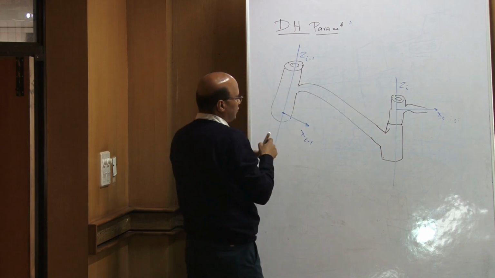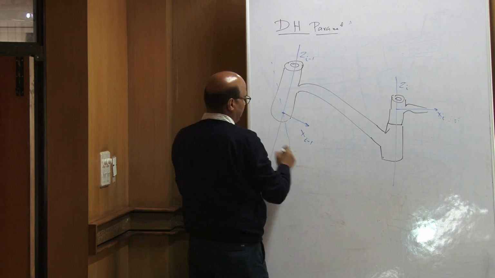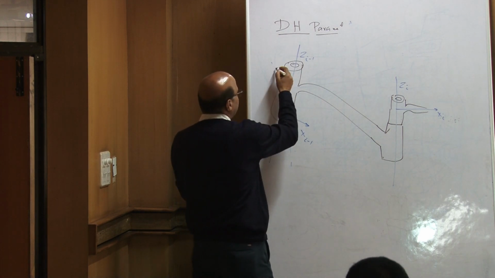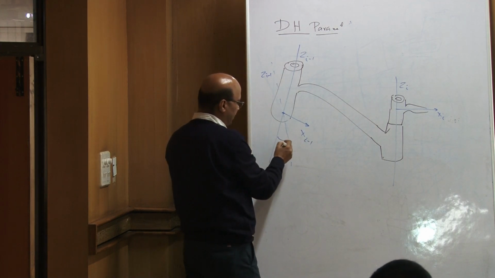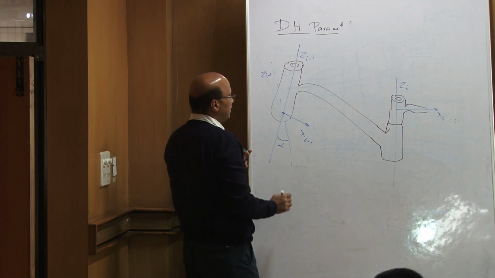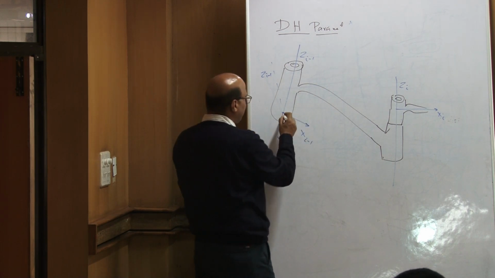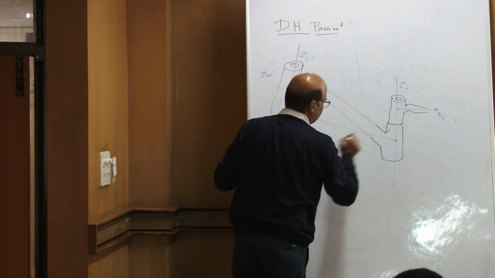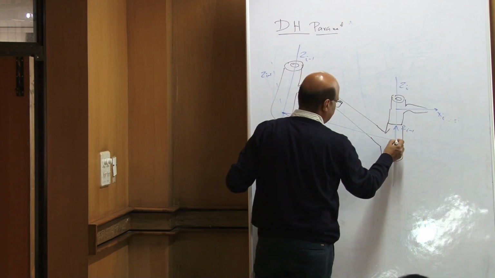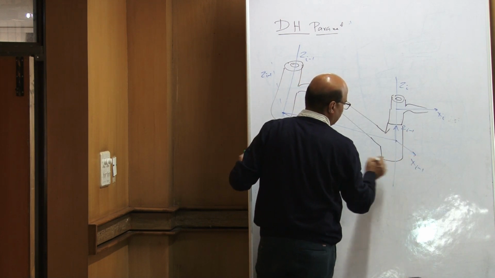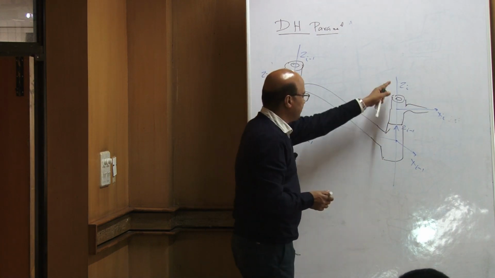Okay. So first I make it parallel. I take this line and draw it here, and I make this axis parallel. Now zi minus 1 and zi are parallel. So I have moved by an angle alpha. Next, I'm going to move this. Once I made them parallel, I can find the shortest distance now. So I find the shortest distance, and I move it like this to here. Okay, so the z's are on the same line now.